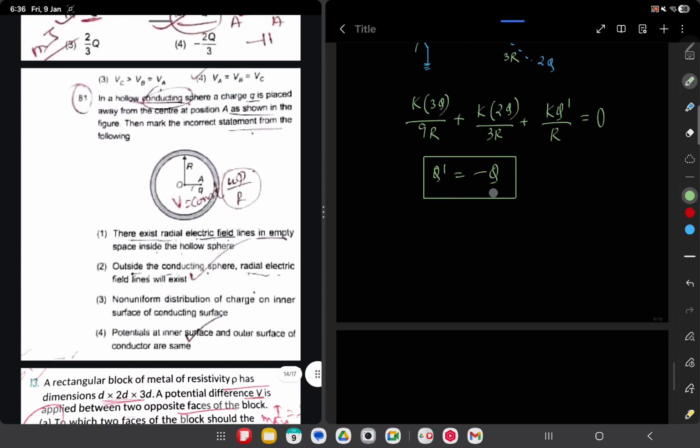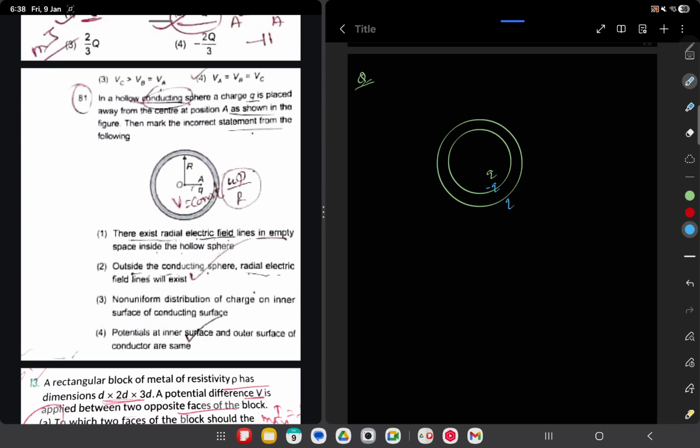Now the next question. In this question there is a charge q at some distance from the center, and you need to find out which of the given statements is wrong. If this is q, the inside of this sphere will get a charge minus q and the outside will get a charge q. Due to this q, a minus q will act here and be distributed uniformly throughout, and due to this minus q, a plus q charge will be distributed on the sphere in the outside direction uniformly throughout.